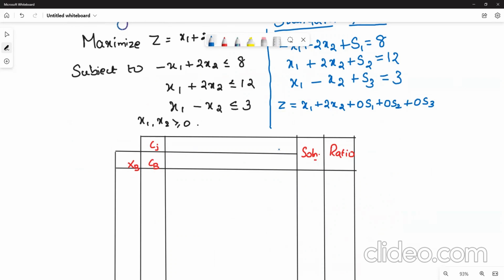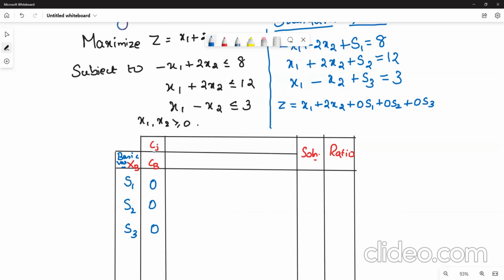Now let us see what all these terminologies refer to. The first column XB means basic variable. Here we have to write the basic variables, and we start with the slack variables we introduced. What are the slack variables we have introduced in this problem? S1, S2, S3. So we start with the introduced slack variables as the basic variables. CB denotes the cost of that basic variable. What are the costs associated with these basic variables? We have assigned cost as 0. So this is the first iteration, and everything starts with the slack variables with associated cost 0.